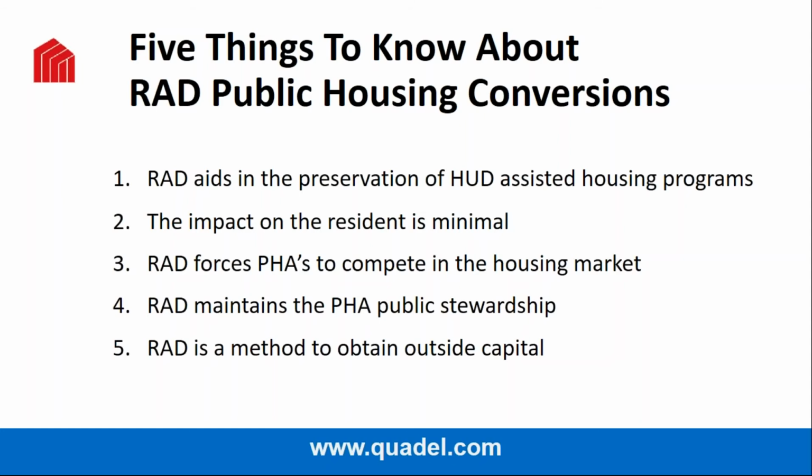Number 4, RAD maintains the PHA public stewardship, and this is an important item to keep in mind. It means the converted project or newly developed project is maintained as affordable housing through clearly established rules, use agreements, and ongoing PHA ownership and use. The PHA's intention to provide access to safe and affordable housing is maintained within the communities that they have dedicated to serve. Lastly, RAD is a method to obtain outside capital, as we just mentioned in number 3, and allows PHAs to compete in the housing market.